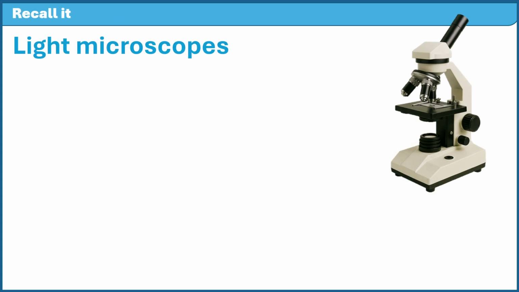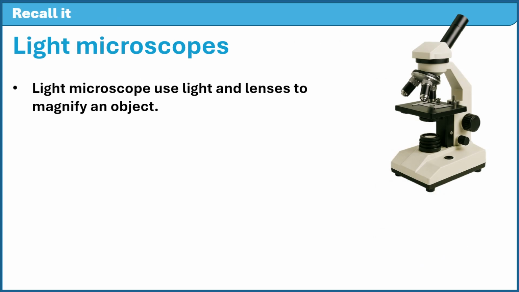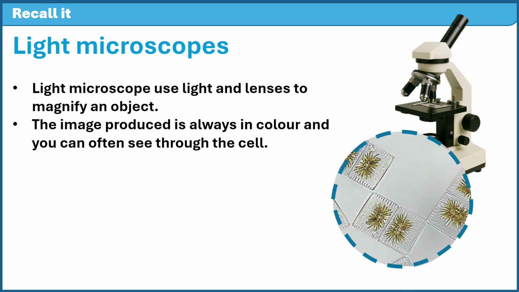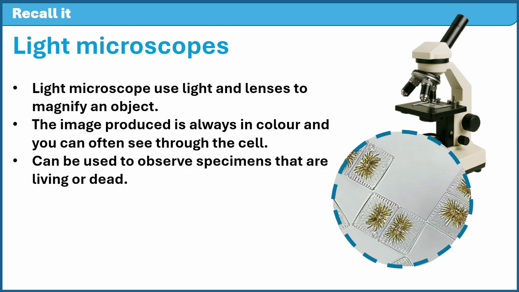Light microscopes use light and lenses to magnify an object. This is the type of microscope you'll typically use in your school lab. Here are the key features you need to remember. The image produced is always in color, and you can often see through the cell, which helps you to observe the internal structures. Light microscopes can be used to observe specimens that are either living or dead, so you can watch living cells in action.